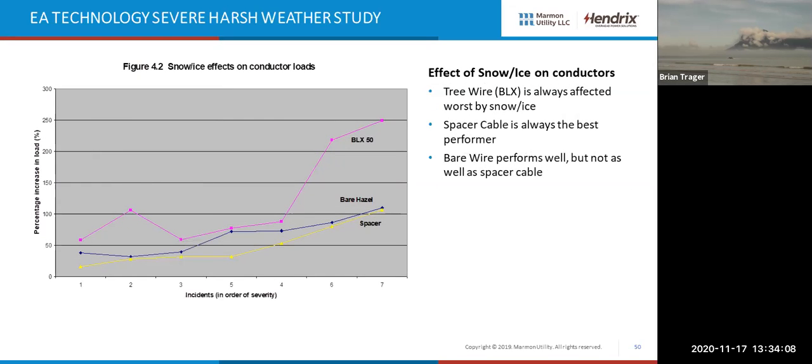Then they took a look at snow and ice on the conductors, and ice loading is significant in the British Isles for reasons we could get into later. But they said tree wire is always affected the worst by the snow and ice. And spacer cable is always the best performer. And bare wire performs pretty well, but not as well as spacer cable.